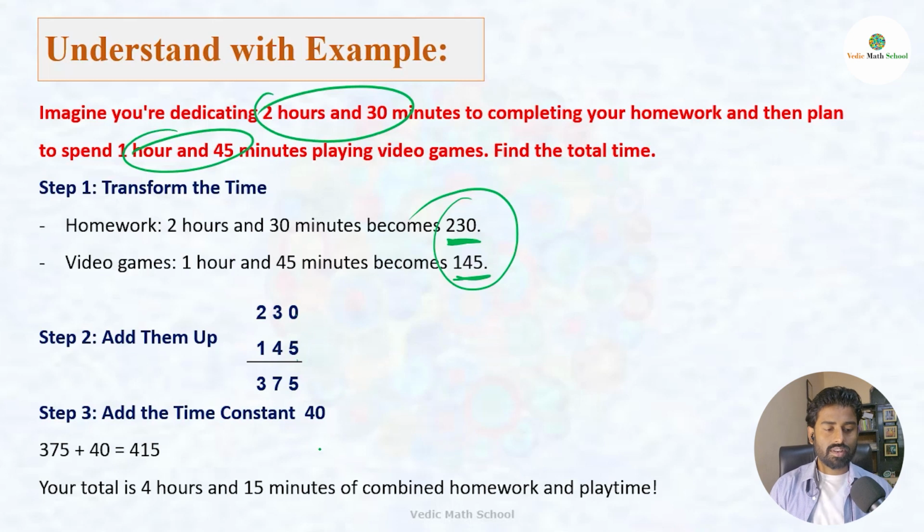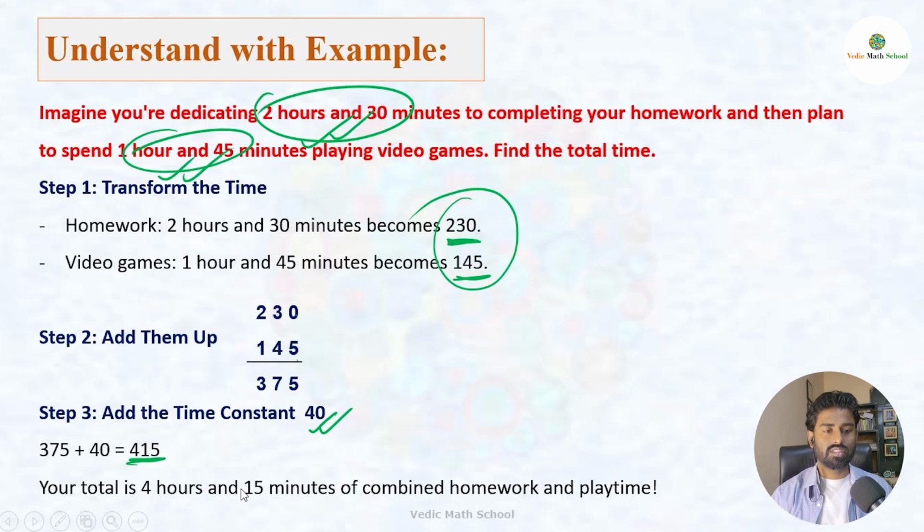Now what are we going to do? Here we are going to add 40, that is the time constant, and after adding this, what will we get? It will be 415. This 415 is actually giving you the answer: 4 hours and 15 minutes. So the total time after adding these two numbers is 4 hours 15 minutes. That's it.